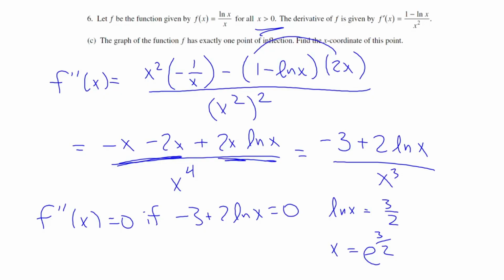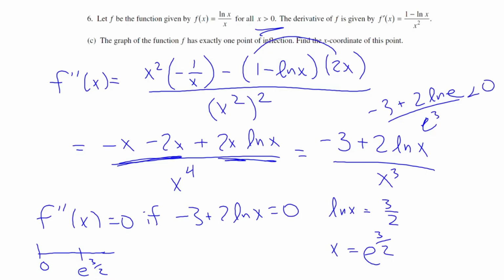And we should make a little sign chart here, and then we'll put e to the 3/2 on it. So if I put in, let's say, e, we get negative 3 plus 2 ln e over e cubed, which is negative 3 plus 2, still negative 1, so this is less than 0. So we're negative here. And if I put in something more than e to the 3/2, we'll find that it's positive.